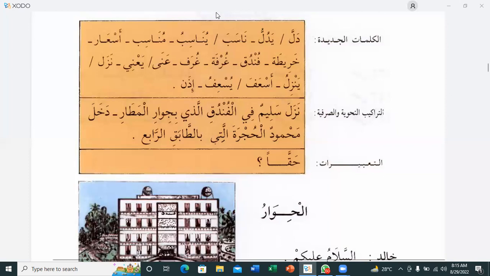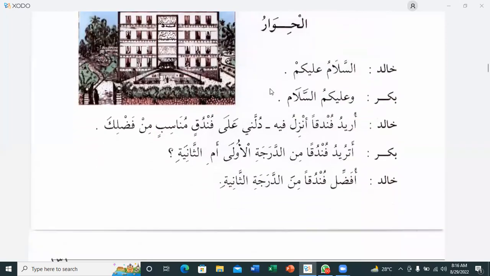Okay, now Rizwana, you repeat all these words. Dalla yadullu, show or guide. Nasaba yunasibu, munasib, suitable. Asar is price. Kharita is map. Funduk is hotel. Ghurfa is room. Ghuraf is rooms. Ana yani means. Nazala yanzilu, stay. Asafa yusifu, help. Idhan, so. Now, Al-Hiwar, dialogues.